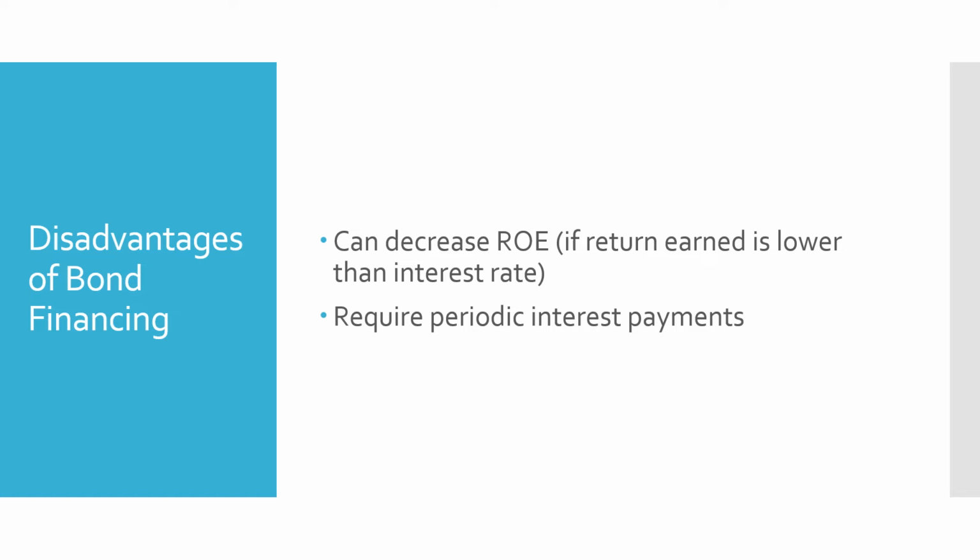Decreases to ROE can also result if the return earned by the invested capital is lower than the interest rate. If the invested capital does not pan out in terms of being a good investment, a company can also get in trouble because the periodic interest payments are required. So essentially, debt financing is more risky than equity financing, because if a company defaults on interest payments, it could be forced into bankruptcy. If it finances with equity, the investors might like to receive a dividend, but they can't force the company into bankruptcy if they don't get one.